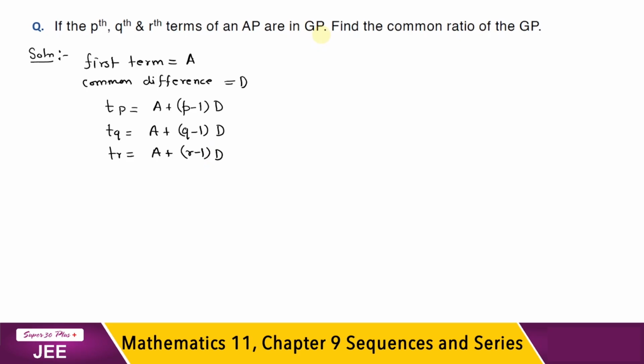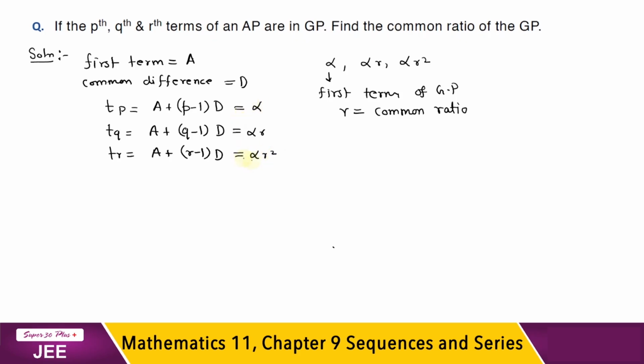So now let us consider that the terms of the geometric progression are alpha, alpha r and alpha r square, where alpha is the first term of the geometric progression and r is simply the common ratio of the geometric progression. So we can equate this term as alpha, this term as alpha r and this term as alpha r square, because these are in GP, as given to us in the question. Alright students, we are required to find the common ratio of this GP, which means we are interested in finding the value of r.